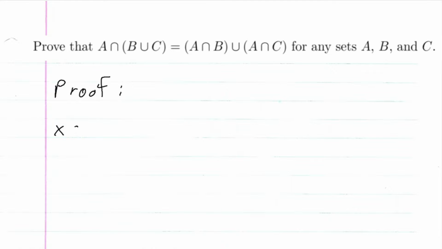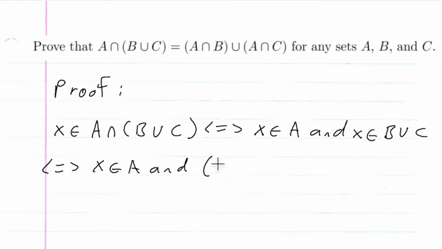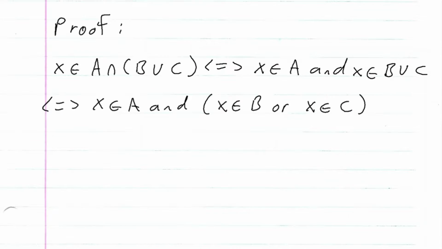So we're going to have x be an element of A intersection (B union C). By definition, this means that x is an element of A and x is an element of B union C. And then by definition again, we know that this implies that x is in A and (x is in B or x is in C), right? So we can see that the statement is of the form P and (Q or R), right?